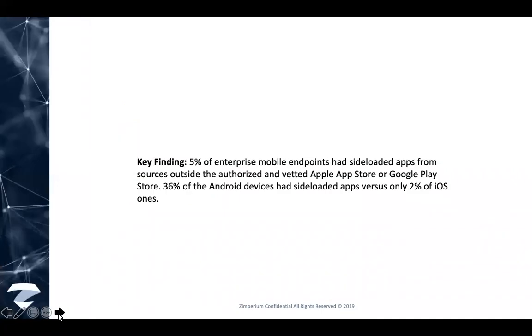So first thing, 5% of endpoints had sideloaded apps from sources outside the authorized stores, or were enabled to do so. I think the thing that's really interesting, and it continues down that theme, is that almost a little over a third of the Android devices had sideloaded apps versus only 2% for iOS. Again, back to what I was saying earlier about Supreme Court stuff, it's going to be very interesting to see how this changes if Apple is forced to open up access to third-party app stores.